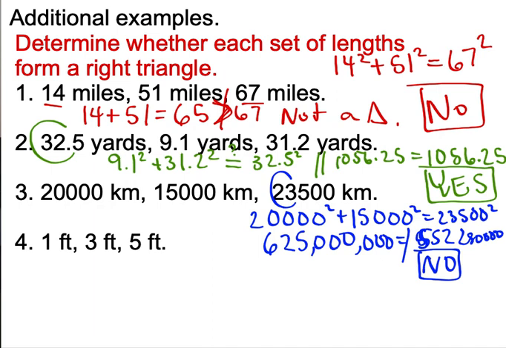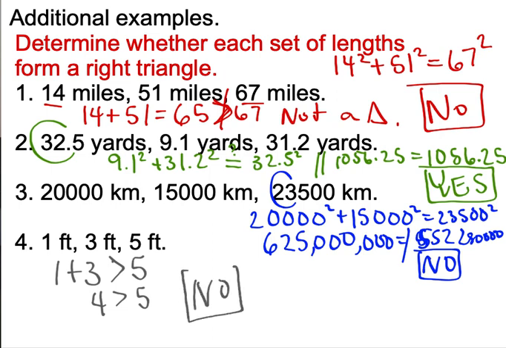Okay, for the last one there, I don't even need to check because the two short sides together are supposed to be longer than the long side, and 1 plus 3 is 4. This is not even enough to reach to make a right triangle. So it's not even a triangle. So there's no way it can be a right triangle.